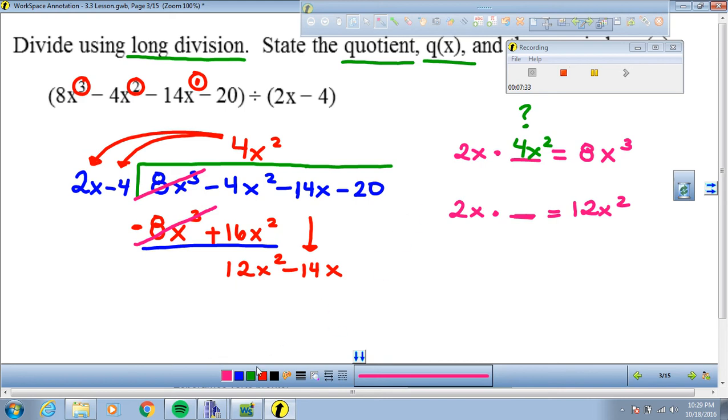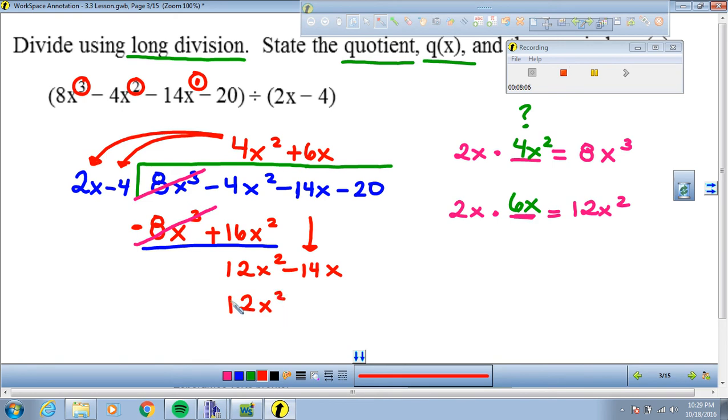So 2x times what would equal 12x to the second? So 2 times 6, and x times x, right, would give me x to the second. So what I need to write down over here on the top next to the 4x squared, it's plus 6x, because I need a positive 6x. Start all over again. 6x times 2x, it's positive 12x squared.